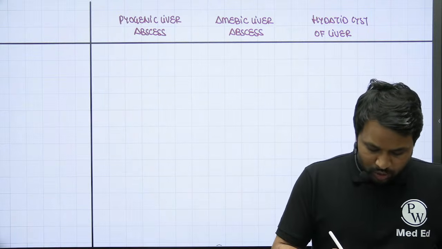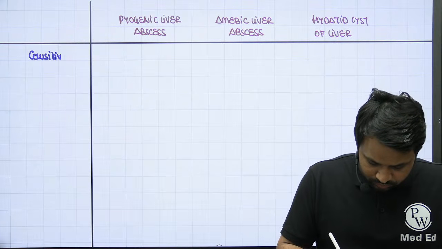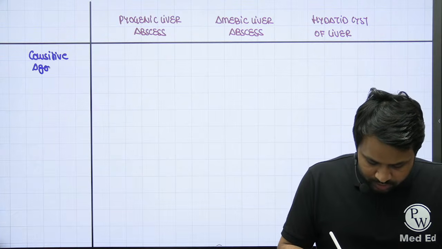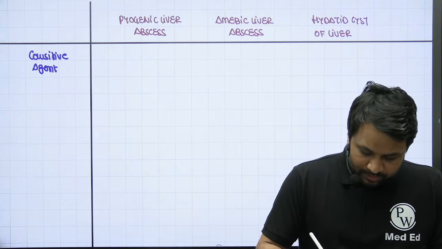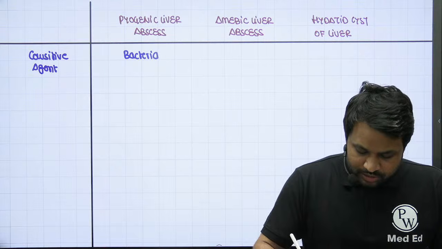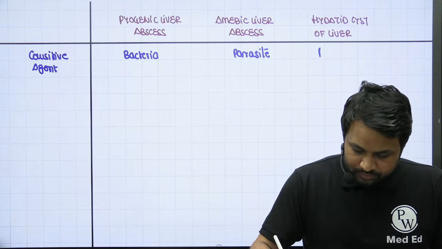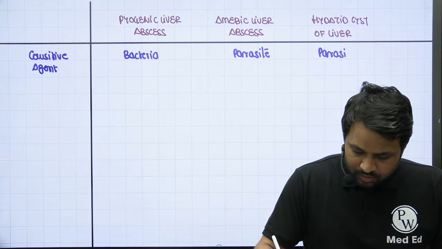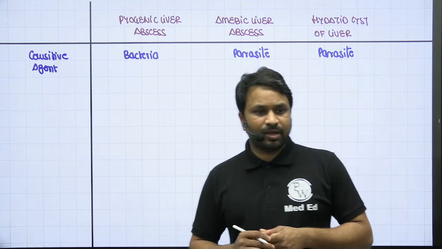First of all, what is the causative agent for all three of them? Pyogenic liver abscess is caused by bacteria. The other two disorders are caused by a parasite. So pyogenic liver abscess is caused by bacteria, amoebic liver abscess is caused by a parasite, right?